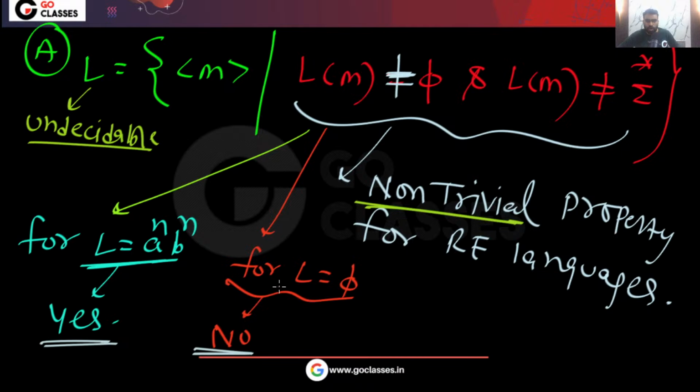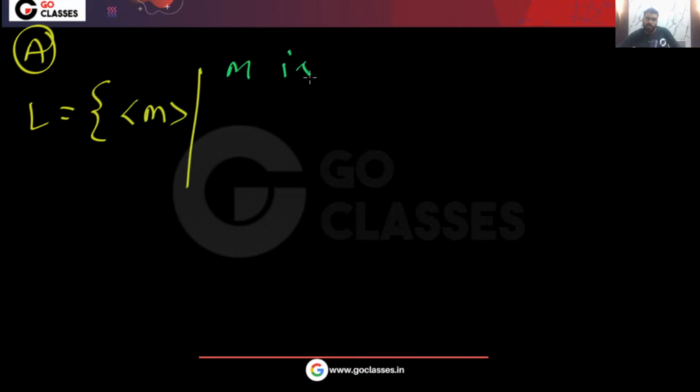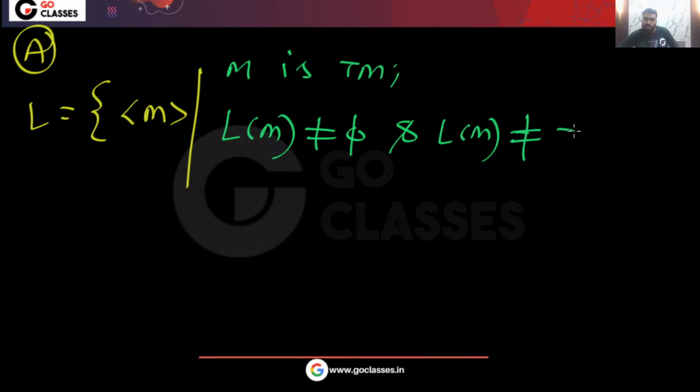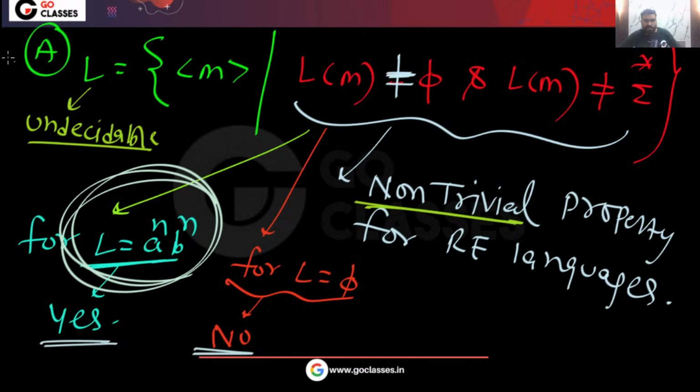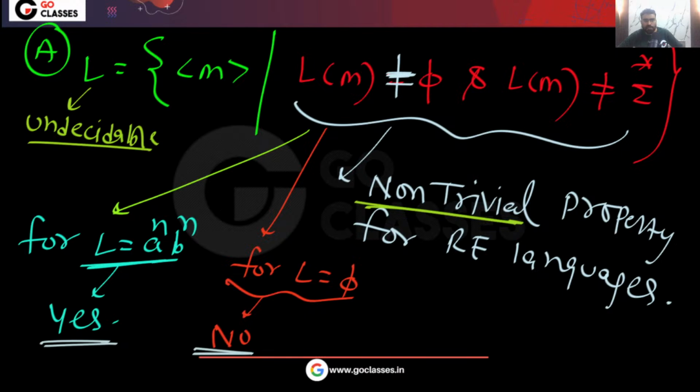Very simple. What about monotonic and non-monotonic? Is this property monotonic or non-monotonic? In option A, a set of encodings of Turing machines is given, where M is a Turing machine, and the property is that L(M) is not equal to phi and L(M) is not equal to sigma star. This is a non-trivial property because some RE language will satisfy it and some will not. So this language is undecidable by Rice theorem.